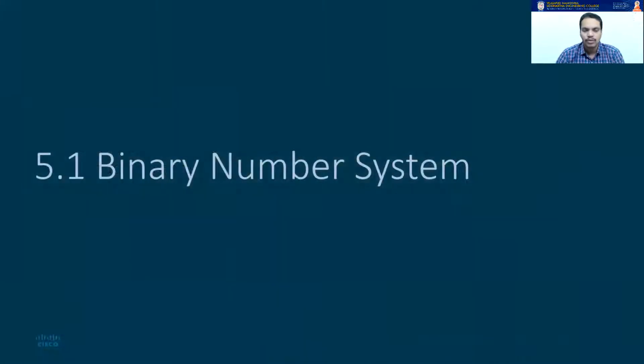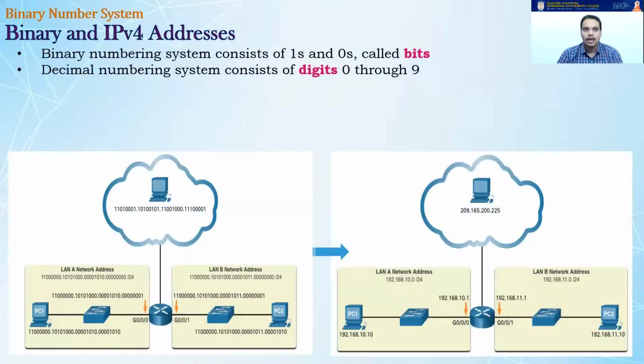Okay, so let's start with the first and the basic one, the binary number system. Now, the name itself is a giveaway. There are only two things in binary: 1 and 0. We usually call them bits. In the decimal number system, we usually have digits which are 0 to 9: 0, 1, 2, 3, 4, 5, 6, 7, 8, and 9. So these are digits, and we use them in the decimal number system.